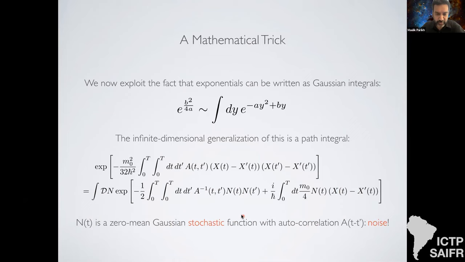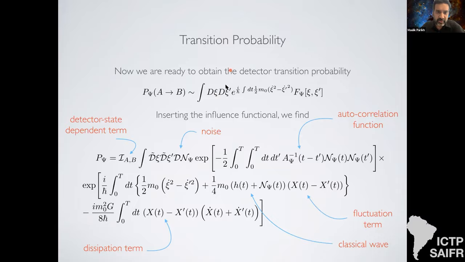So when we plug that into our Feynman influence functional, here's our full expression. Again, this is too much to explain in this kind of talk. We can calculate basically everything. Now this is the transition probability for the detector to go from state A to state B.